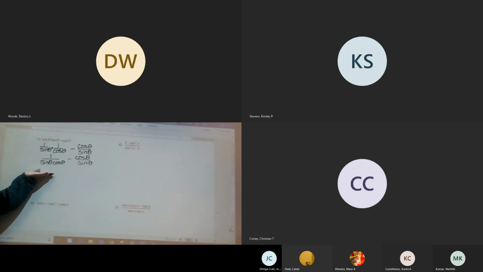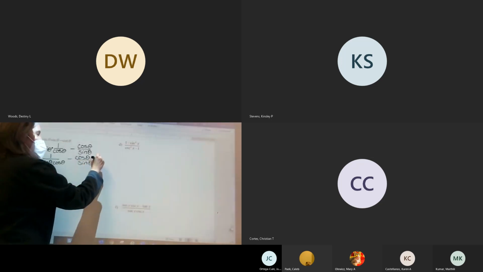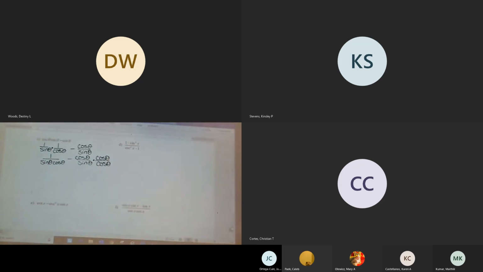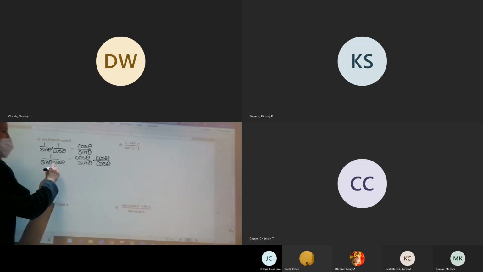Mm-hmm. So my first denominator is sine cosine, and my second one is sine. So in order to make them both sine cosine, this term needs a cosine over cosine. And if you notice, when you do that, you have just made the numerator into a cosine squared theta, because cosine times cosine is, of course, cosine squared. And my denominators are going to be the same.